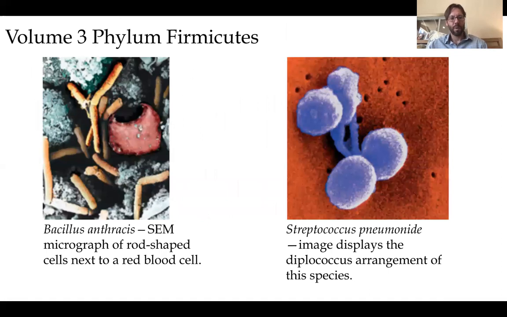And here are some images of that. So Bacillus anthracis, that's going to be a firmicute. Streptococcus pneumoniae, which causes pneumonia, that's going to be a firmicute. That said, there are plenty of firmicutes in the gut that aren't pathogenic.